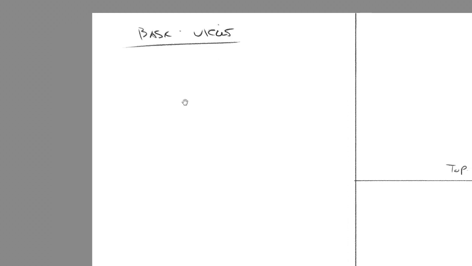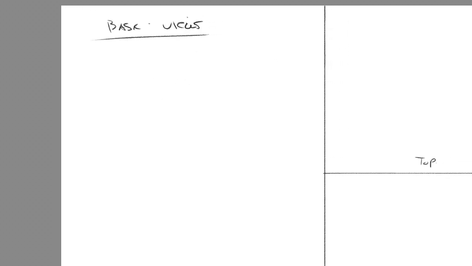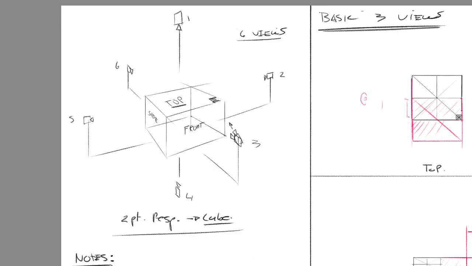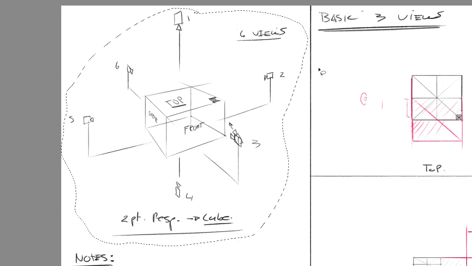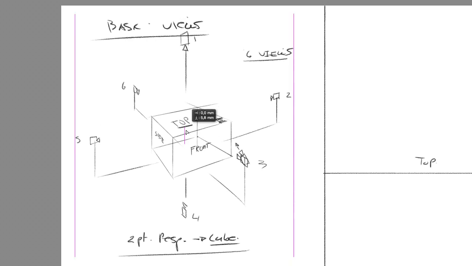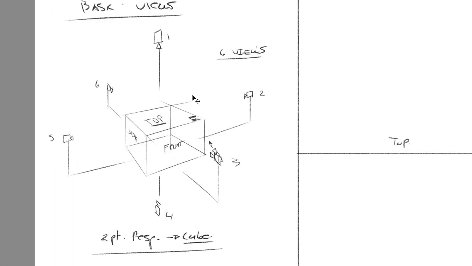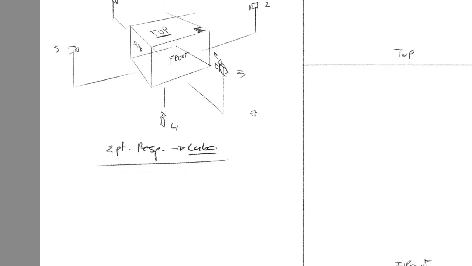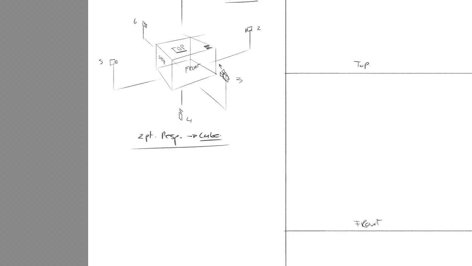So if you look at a cube or at an object, there's 6 basic views. Okay, and I've created this cube. Actually, in the previous video, I'm just going to copy and paste this in. But looking at this cube, you can see there's 6 cameras around this cube.